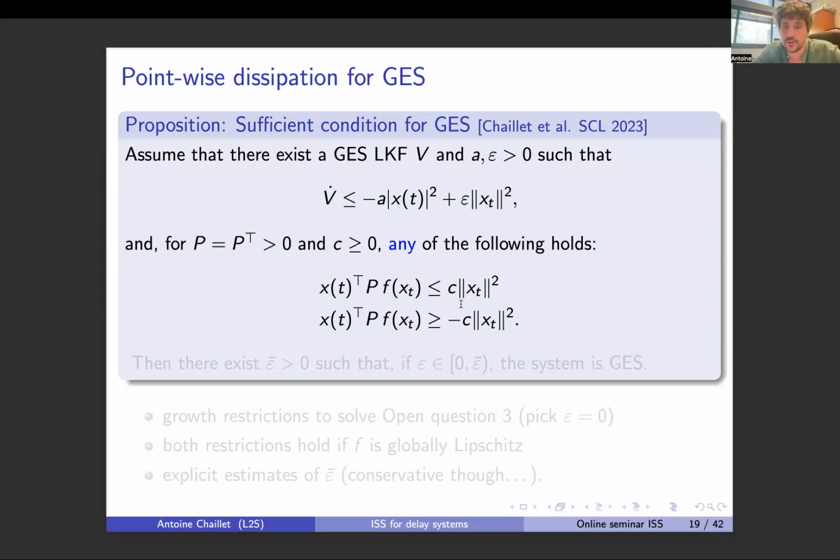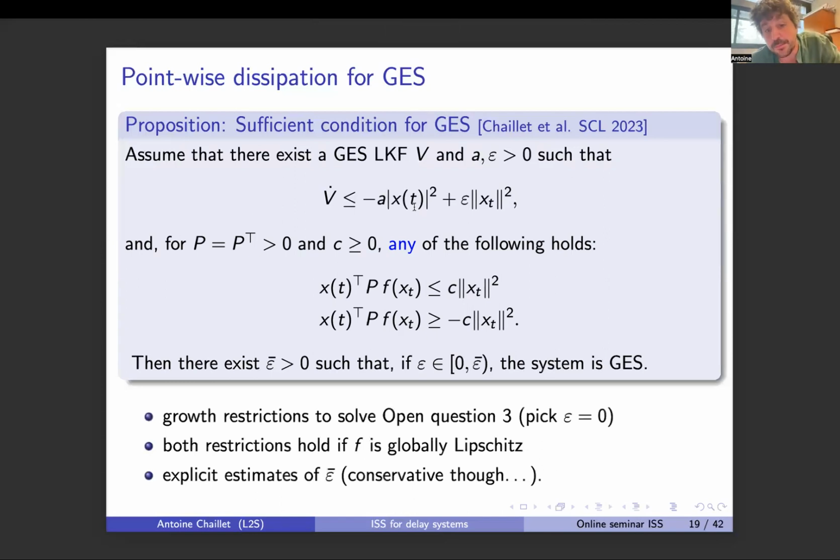Well, if any of these two conditions holds, then for sure there exists a positive epsilon bar such that if my epsilon here remains between 0 and epsilon bar, I have global exponential stability. So for free, I have some tiny robustness with respect to some additional term, even though I'm dissipating only in terms of x of t. So these are growth restrictions that partially solve this open question 3. You just pick epsilon equals 0 and you have a partial answer to this open question.